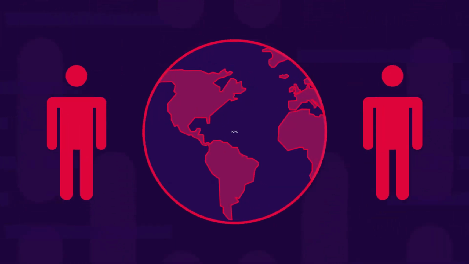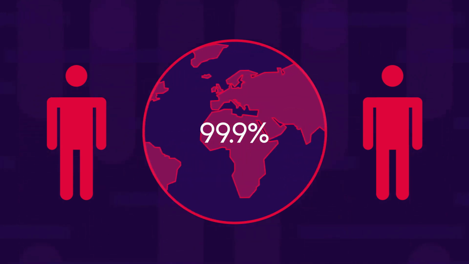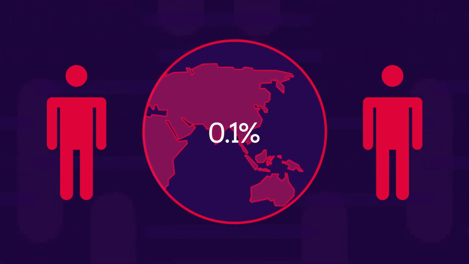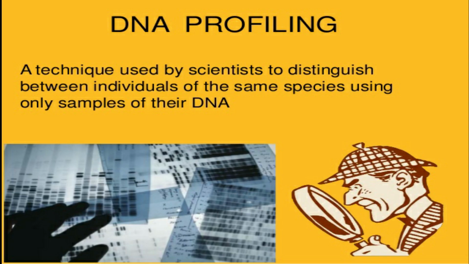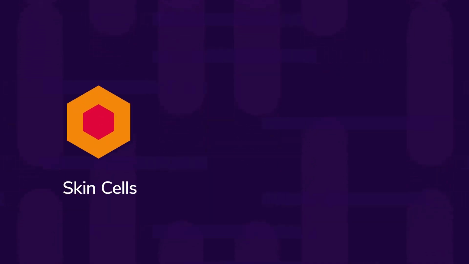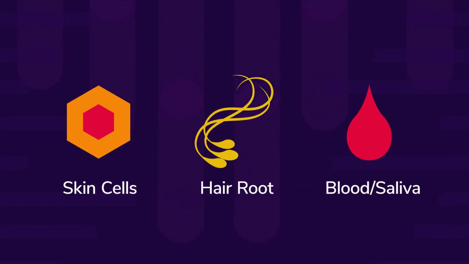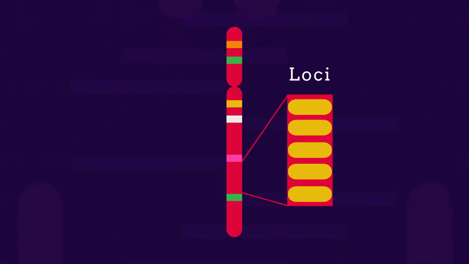Any two people in the world have 99.9% of their DNA the same. So this process analyzes the differences in the remaining 0.1%. This modern technology is called DNA profiling. It's a very sensitive technique that only needs a few skin cells, hair root, or tiny amounts of blood or saliva. There are sections, loci, of chromosomes where there is a gene consisting of a long sequence of bases.